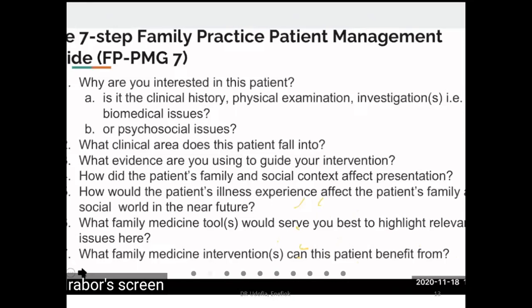And I will call this 7-step guide the family practice patient management guide, FPPMG 7, which is very, very important. So the first thing, before you select, is why are you interested in this patient you are presenting? Is it the clinical history that is peculiar? Is it the physical examination? Is it investigation about medical issues? For example, you may say a patient that had a fracture of the femur.